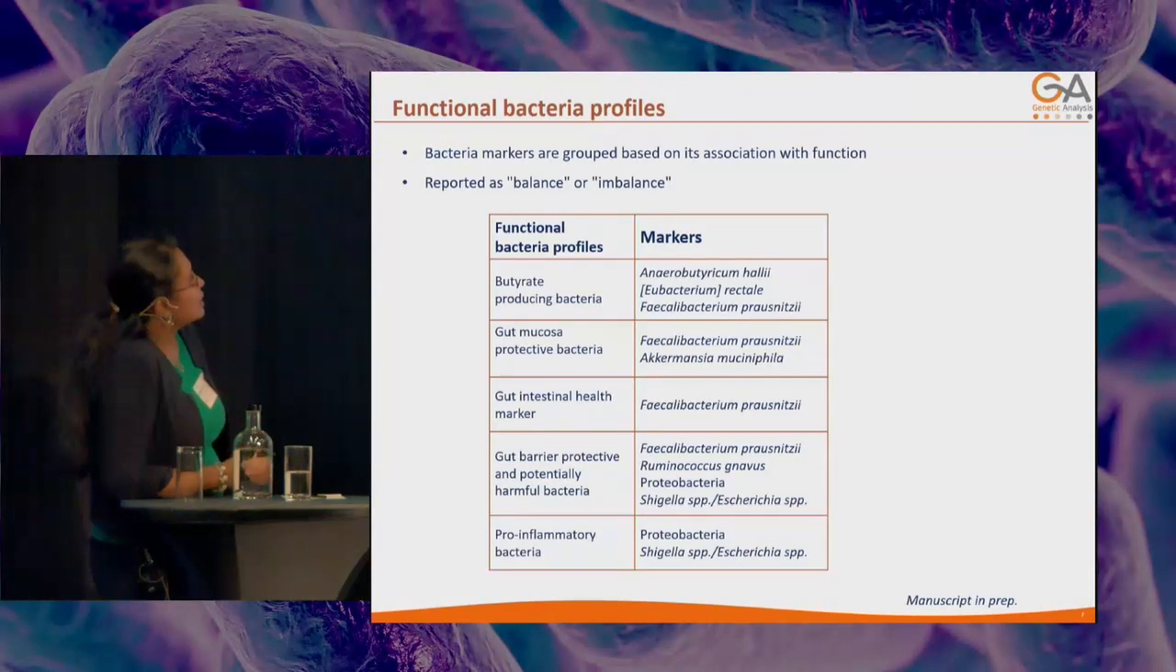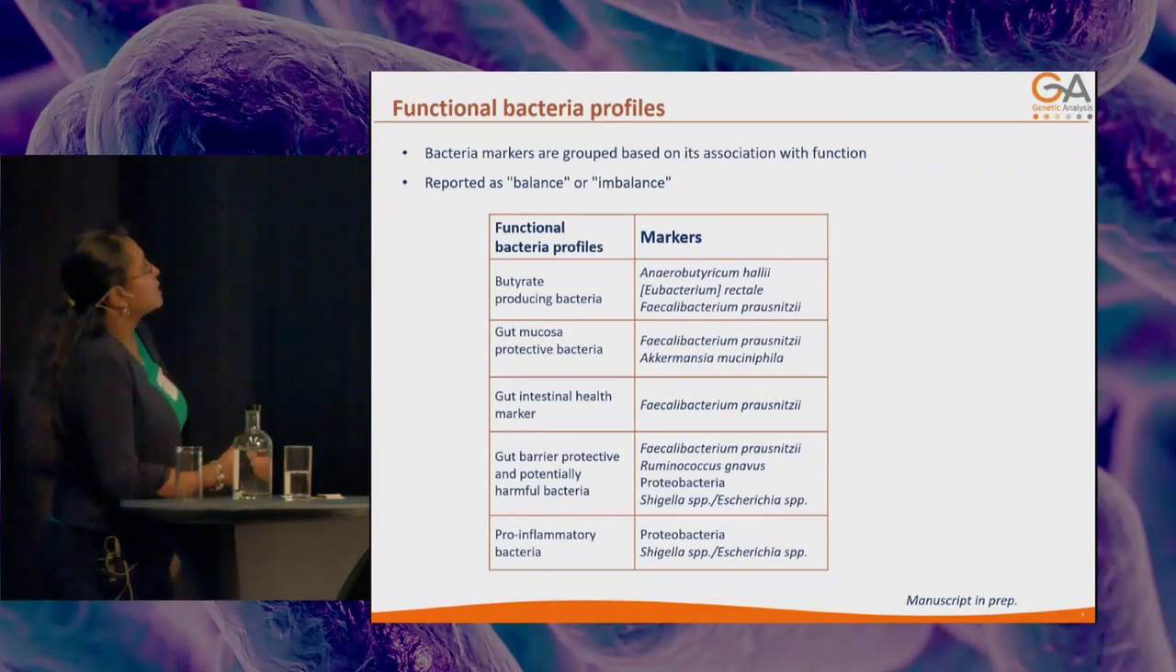So here are the selected markers for each of these profiles. We apply a certain criteria to these profiles based on the abundance data that we have. And if all of these markers satisfy the criteria, then the profile is reported as balanced. But if these markers do not satisfy the criteria, then the profile is reported as imbalanced.